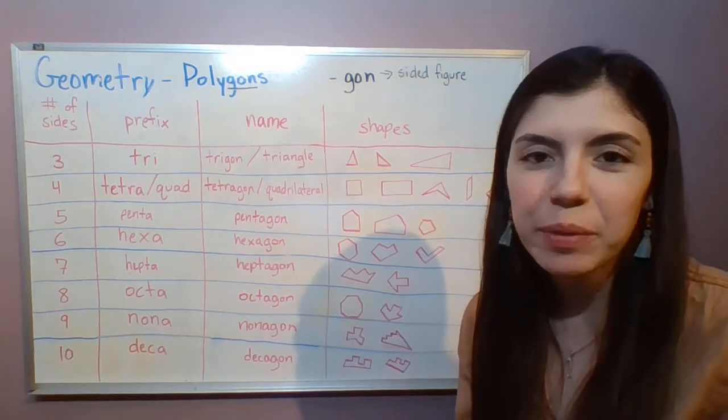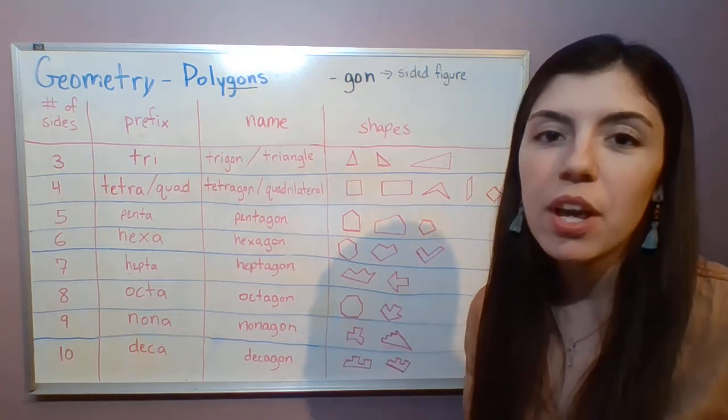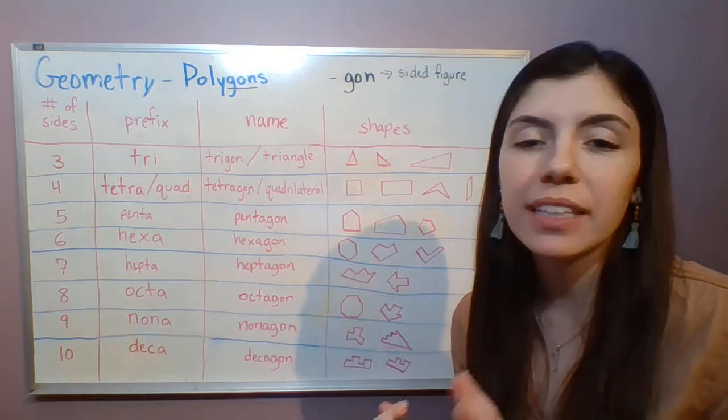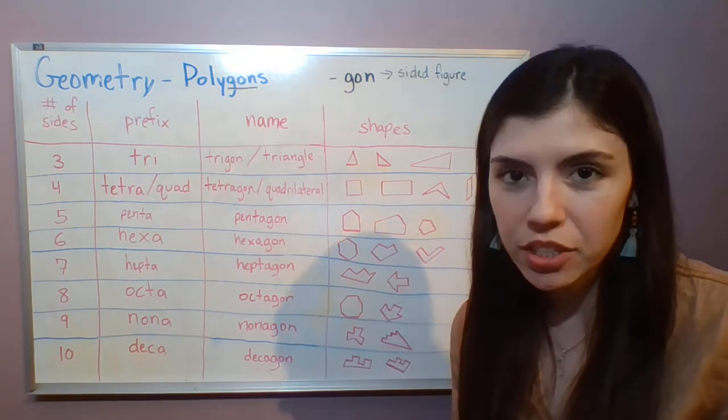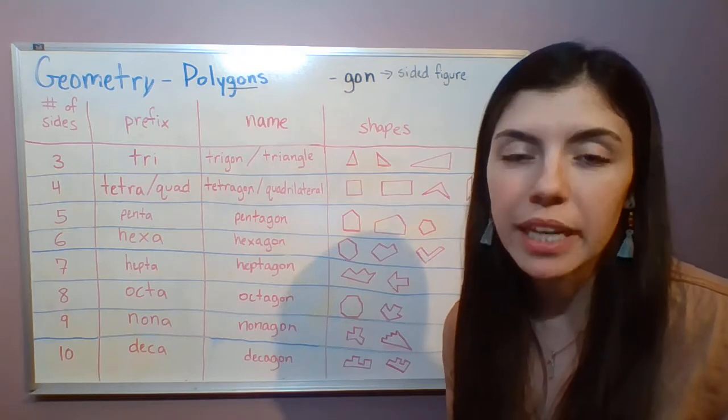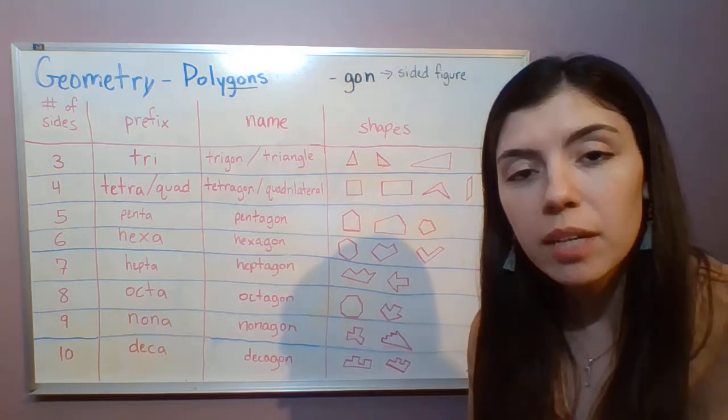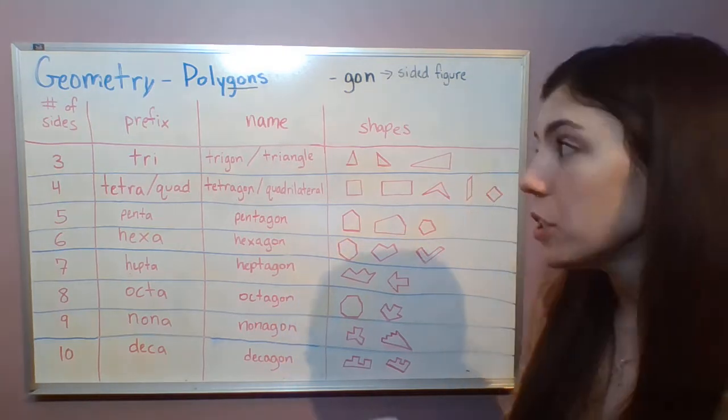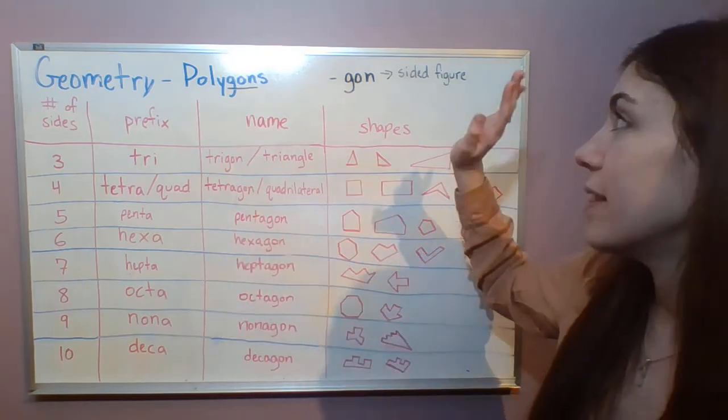Hello. So in the last video, we talked about the characteristics that were the requirement for being a polygon, which were at least 3 line segments, no intersections, and then it had to be a closed plane figure. So in this video, we're going to talk about naming a polygon. We're going to talk about the prefix, and then we're going to talk about the suffix.